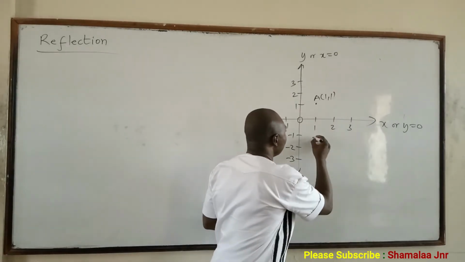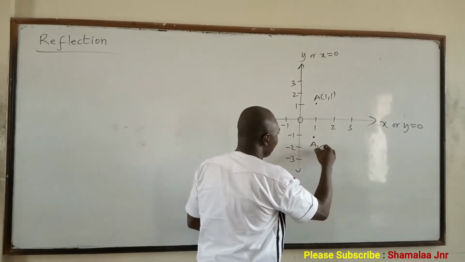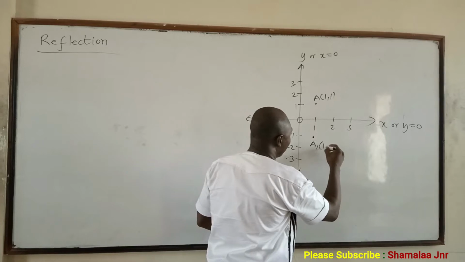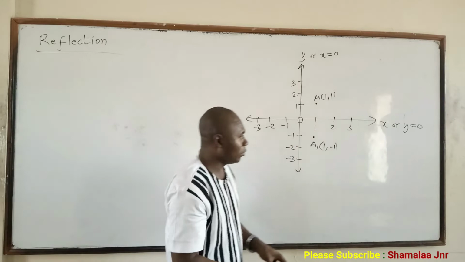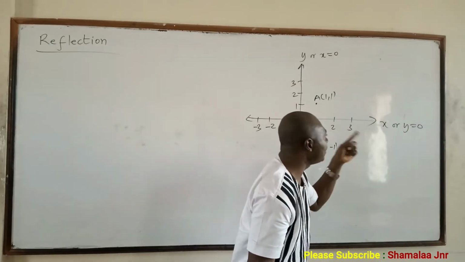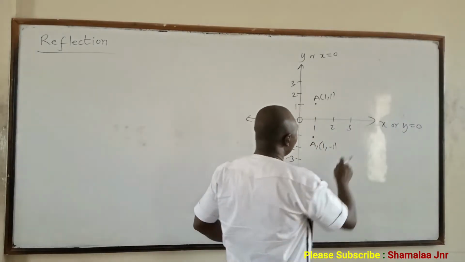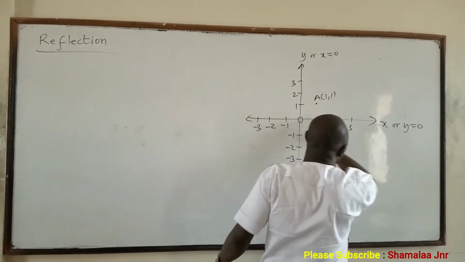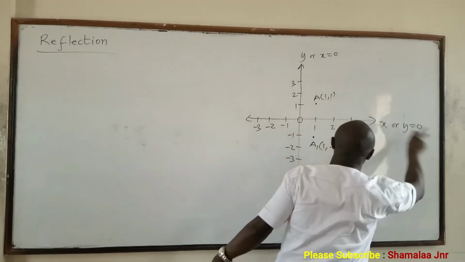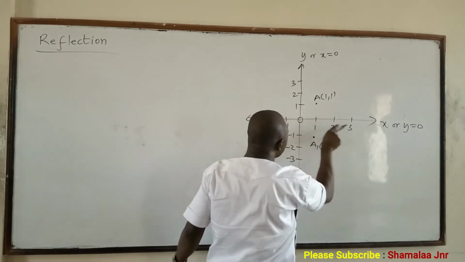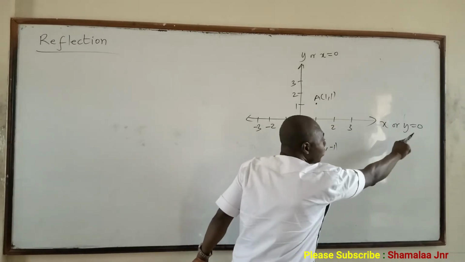So the image will be found here. The image will be, let me say, A1, and it will be 1, negative 1. Are you seeing it? Yes. So we have what we call reflection in the x-axis, or line y equal to 0. Y equal to 0 because when you have this line, the value of y is 0 as far as this line is concerned. Look at it. Because this is 1, this is 0, negative 1. So this line is y equal to 0.